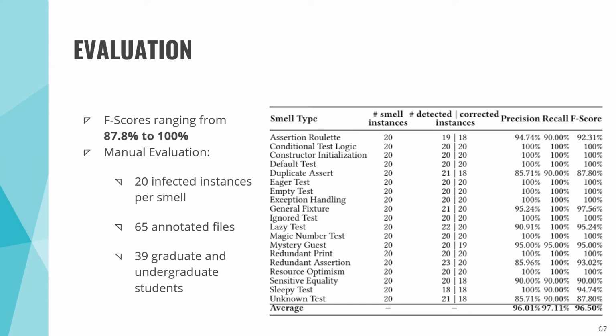To evaluate the performance of tsDetect, we provided 39 students with smelly unit test files. The students were required to identify the type of smells or smell that was exhibited from the files. Details about the annotation process are provided in the paper. We captured the performance for each smell type. As can be seen from the table, the average F-score value was 96.5%.